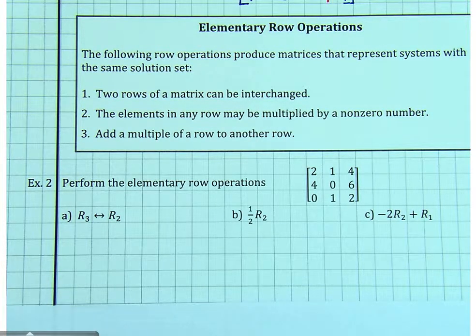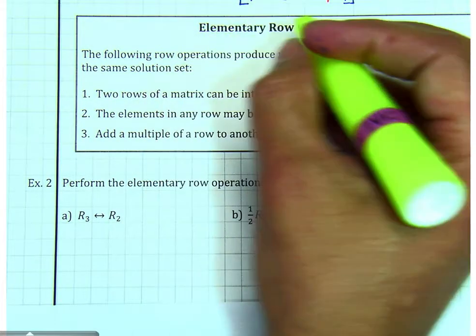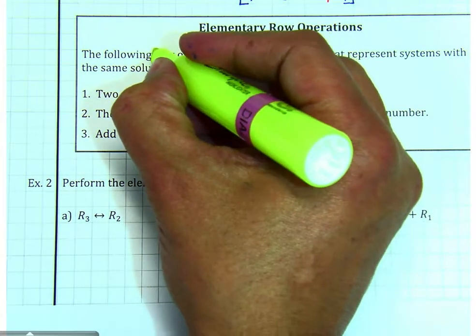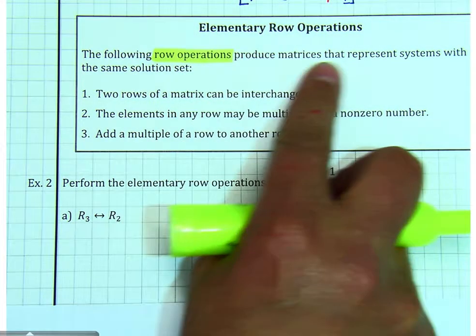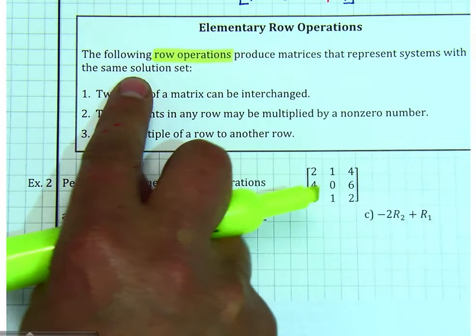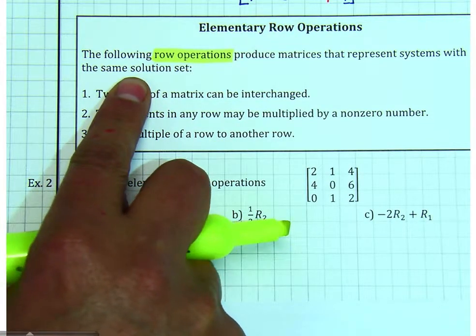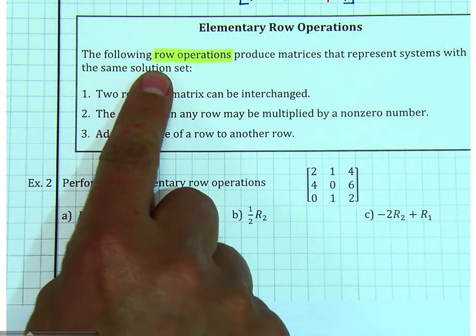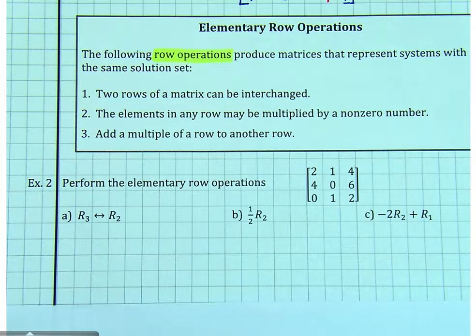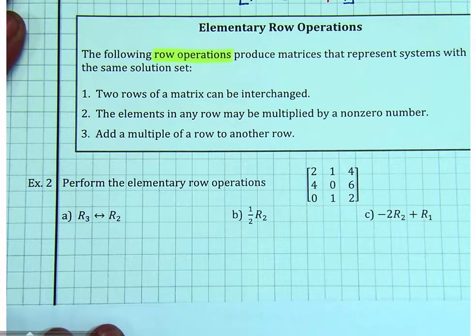Excellent. So in this case, elementary row operations. We can actually perform operations on rows, and you'll produce a new matrix that represents the system with the same solution set. So as we do several operations, our solution set will be the same. Same thing that whenever you multiply an equation by 2 on both sides, it'll be the same concept.